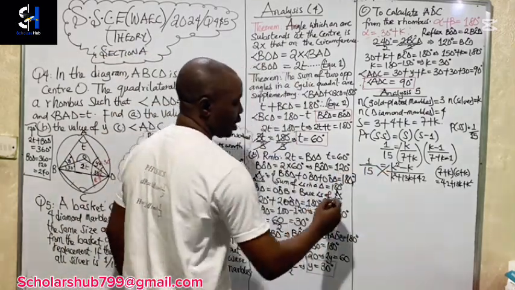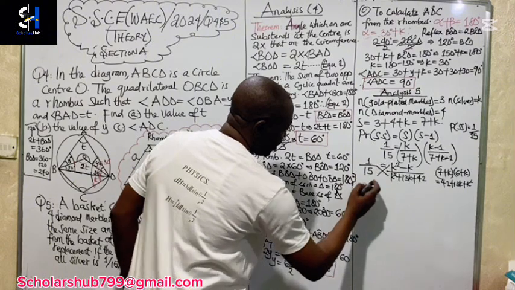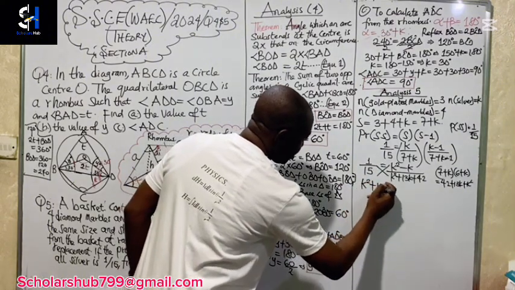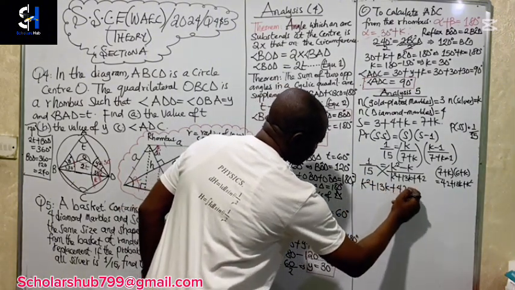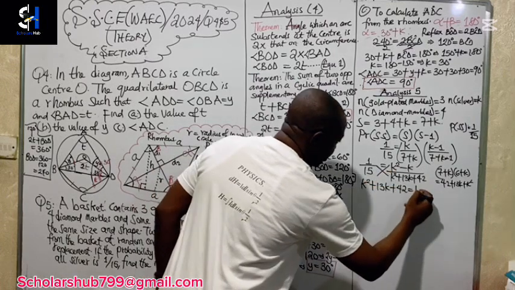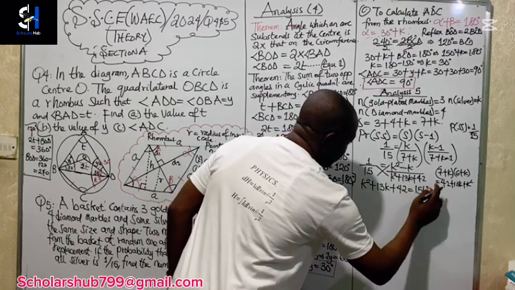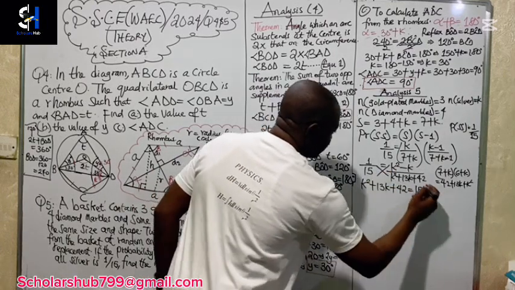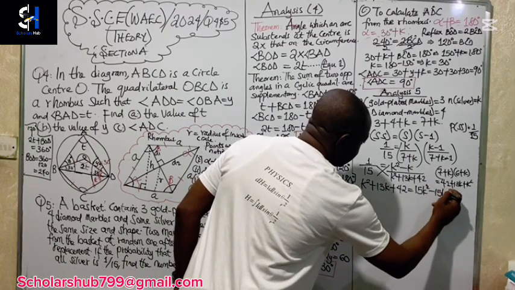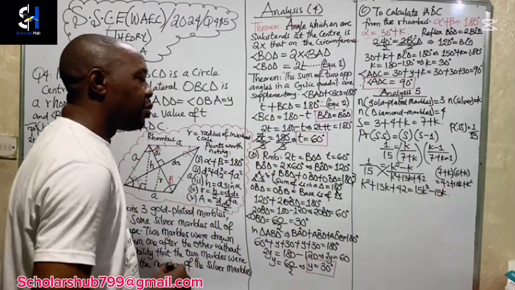So when we cross multiply, this will come to the left hand side and become k squared plus 13k plus 42. 15 times k squared, that will be 15k squared. Okay, 15 times negative k, that will be 15k. So we can now combine like terms.